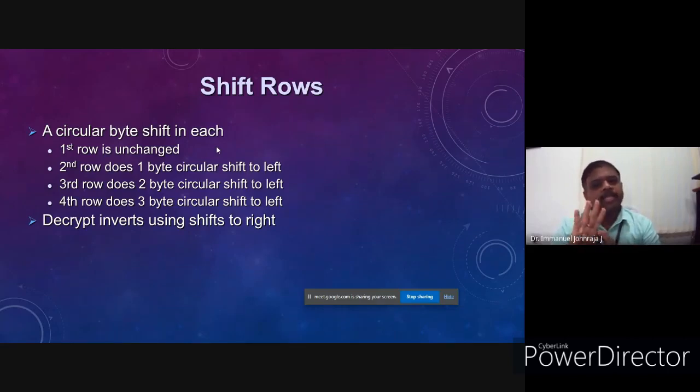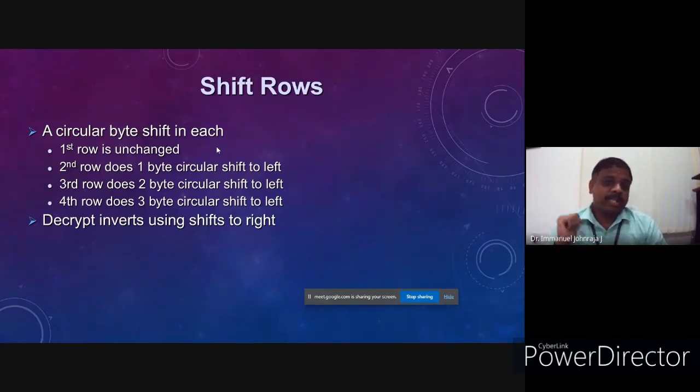Fourth row goes for a 3 byte left shift. So first row 0 shift, so no shift. Then 1 byte, 2 byte, 3 byte, all circular left shift, which means it's not a plain left shift, it's circular, so that it wraps around and engages the vacant place. That's what is happening in shift rows. Very simple, sir, nothing complicated.